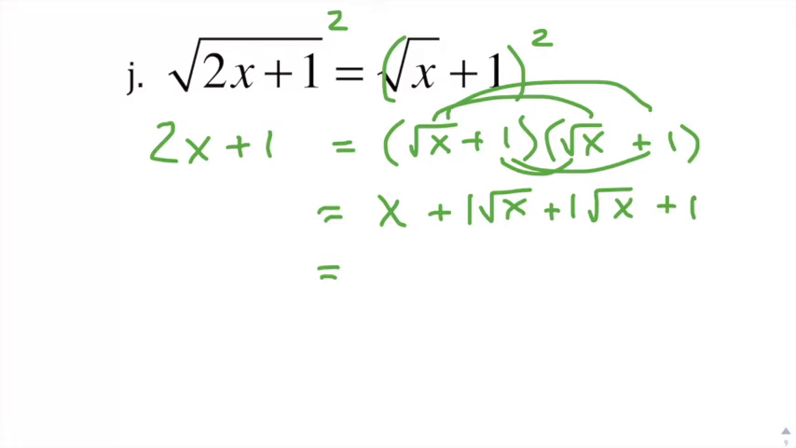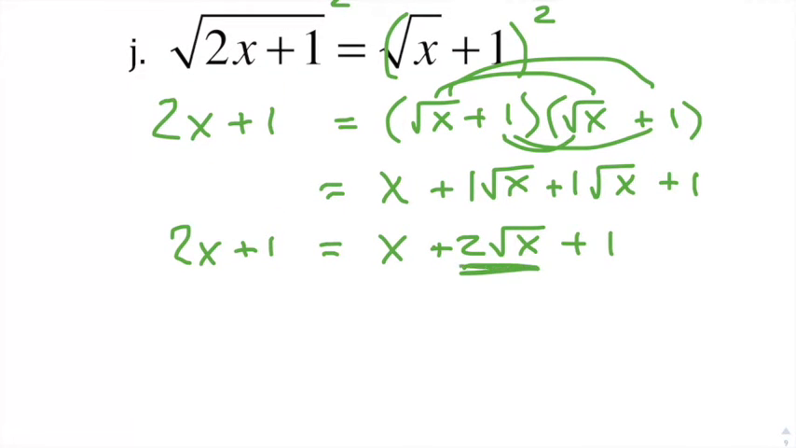Okay, now I'm going to simplify this down. There's x right there, and then there's 2 of these square root of x's, and plus 1. And over here on the left side, we've got 2x plus 1. And then what I want to do now is isolate this radical. Now we've got it down to 1 radical, so we're going to isolate this 2 square root of x real quick.